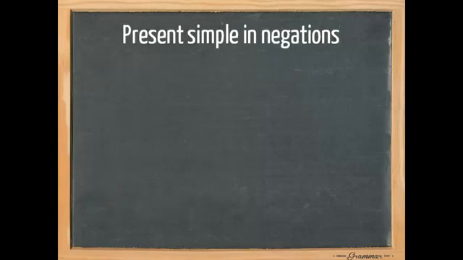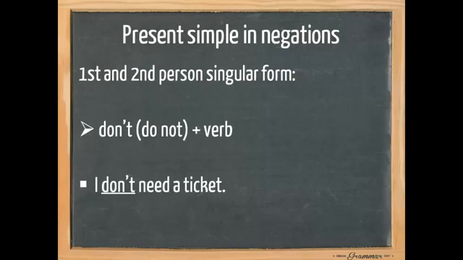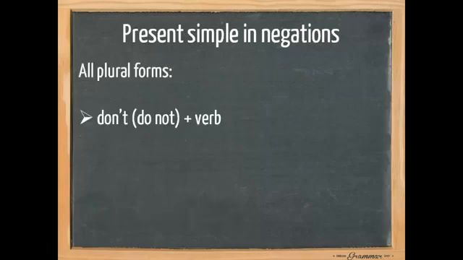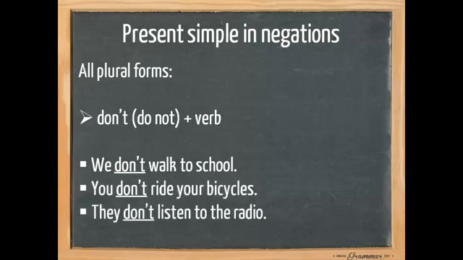Now let's take a look at present simple in negations. For the first and second person singular form, we again use the auxiliary verb do, but we add not to it, so it becomes don't and the infinitive form of the verb. I don't need a ticket. You don't speak English. For all plural forms, we do the same. We don't walk to school. You don't ride your bicycles. They don't listen to the radio.